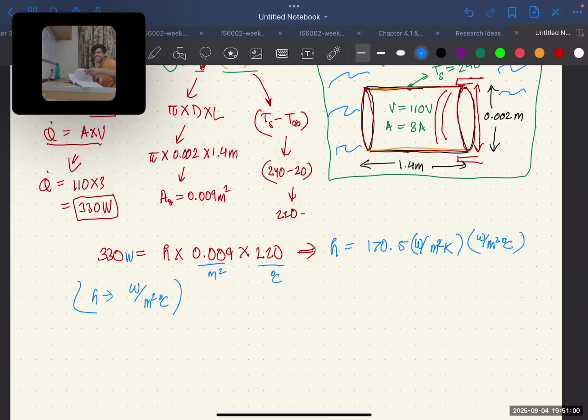But you must also remember the unit of k, the thermal conductivity, which is watt per meter degree Celsius. This is what is going to save you time during the exams. I don't want you to derive it by dividing watt over meter square degree Celsius. You must know it.